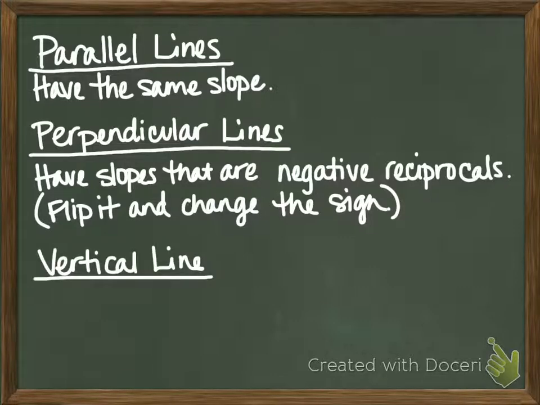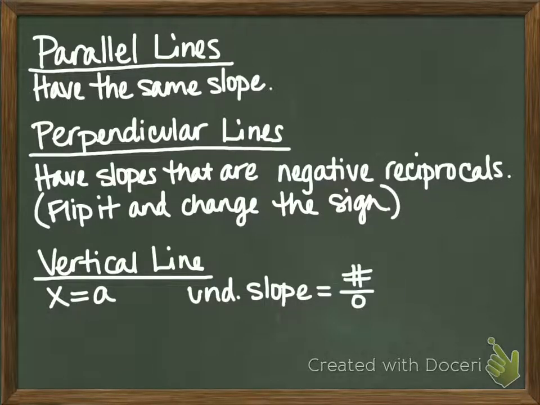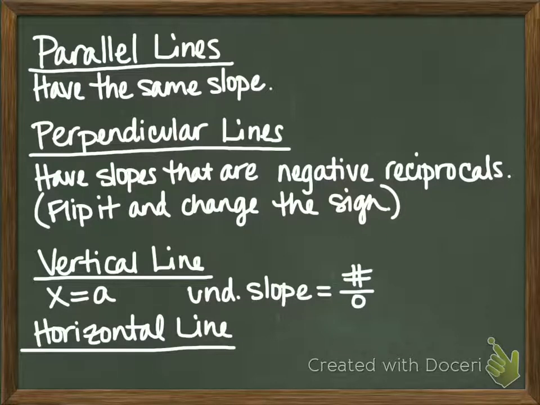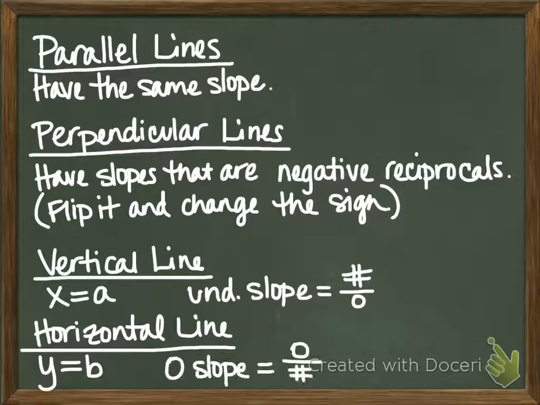Vertical lines are always going to be x equals some number. And they have an undefined slope because they're going up infinitely, but they're never going over, so it's undefined. Horizontal lines have the equation y equals some number. They have a slope of 0 because they're not going up any, but they continue to go over infinitely.